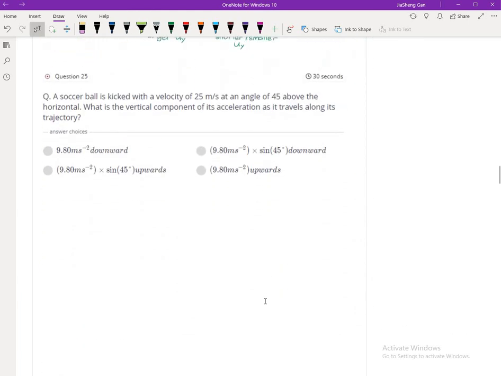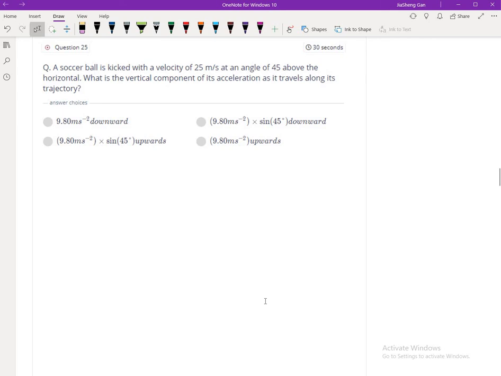Okay, next question, question 25. A soccer ball is kicked with a velocity of 25 meters per second at an angle 45 degrees above the horizontal. What is the vertical component of its acceleration as it travels along the trajectory? This question is relatively direct. You have a ball being kicked with 25 meters per second at 45 degrees, then it goes through a certain trajectory.